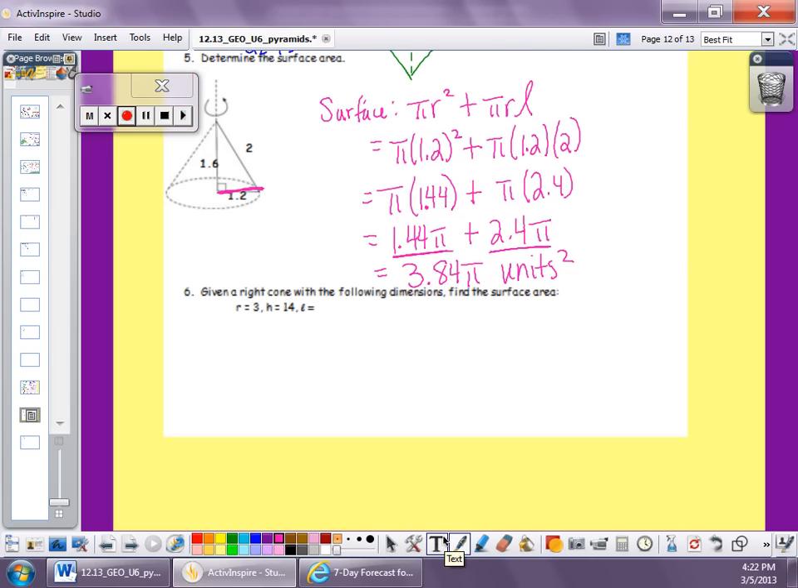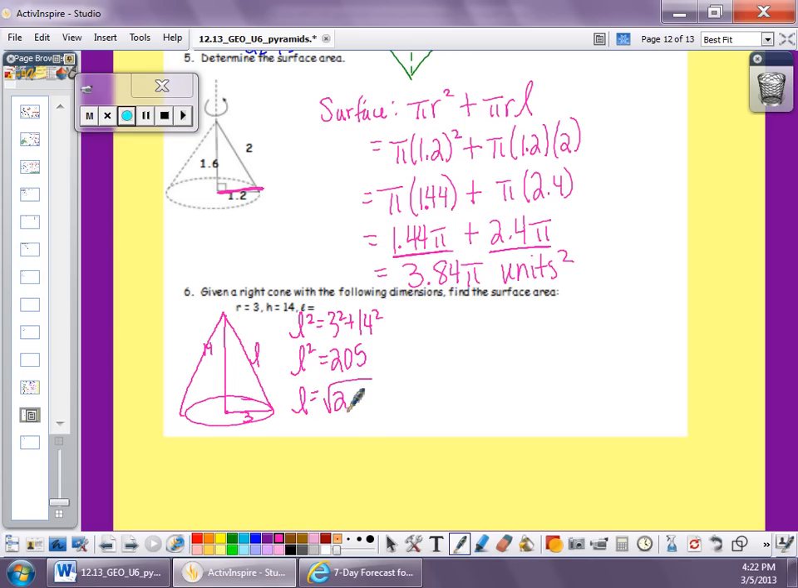And the last one on this page, if I were to sketch this out, I have a radius of 3, a height of 14, and in order to do this, I would have to find this slant height. So in order to find this slant height, I'm going to use the Pythagorean theorem. So L squared equals 3 squared plus 14 squared. So L squared equals 205. So L equals the square root of 205.